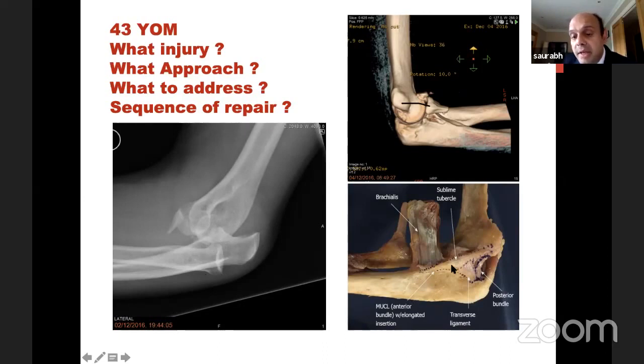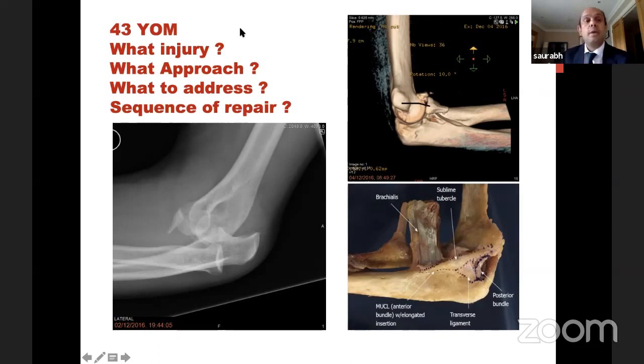So you can see again, that's your sublime tubercle. That's where the anterior band of MCL comes. So it's pulled this sublime tubercle off. This is your whole anteromedial facet. This knobbly bit is your sublime tubercle. And this black line which I've drawn is your anterior band of MCL.